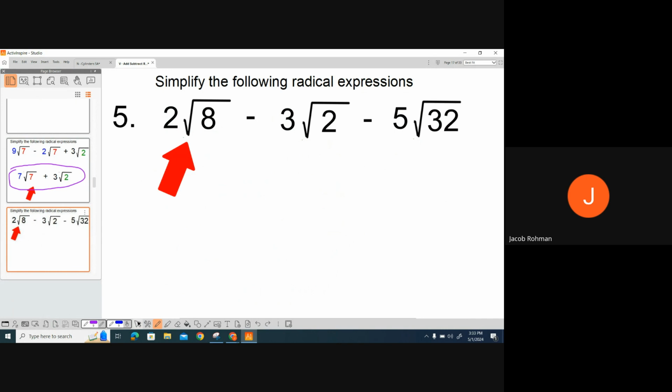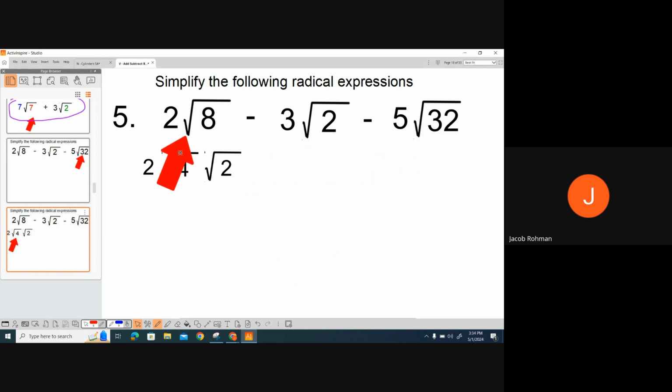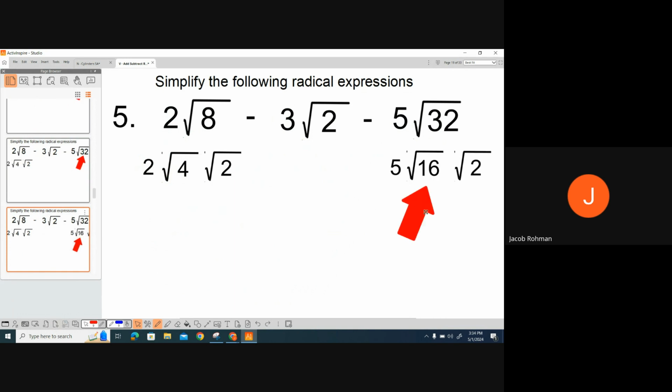Number 5, we have to start with simplifying each individual radical that has a perfect square still in it. So 8 has the perfect square of 4 in it, and 32 has the perfect square of 16. We're going to break those down one by one. We would break this first one down into square root 4 times square root 2, and the 2 on the outside stays the same. The next one is 16 times 2, so that's square root of 16 times square root of 2, and the 5 stays on the outside.